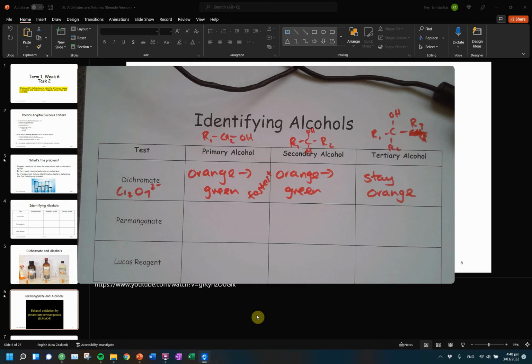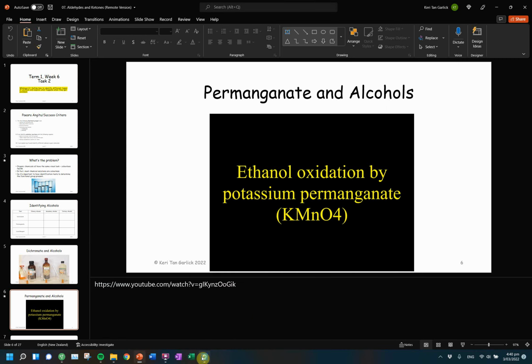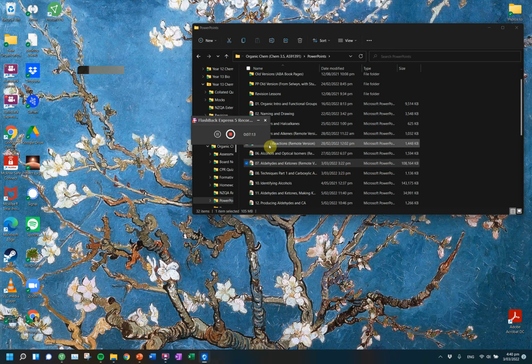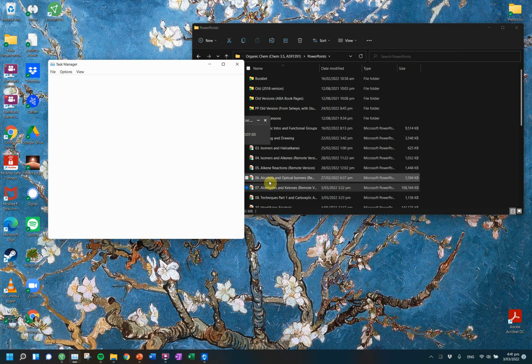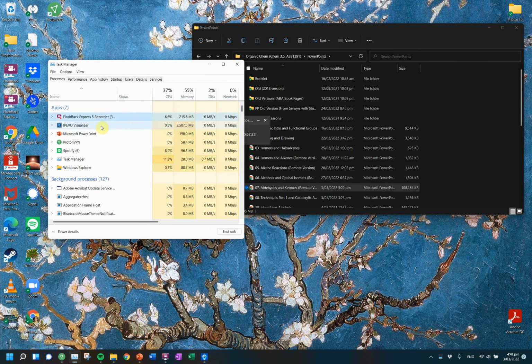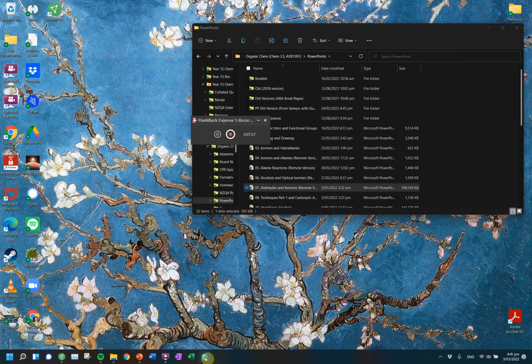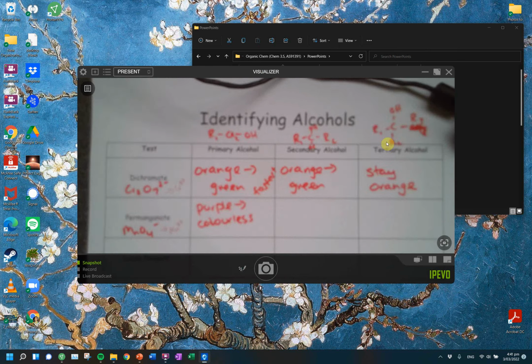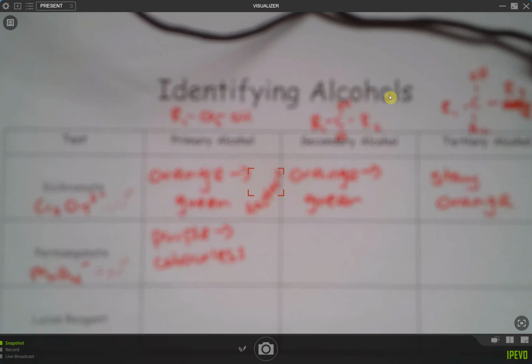Did my thing freeze? Come on, document camera. That's still recording. Just close that and start it back up again. Sometimes things stop working. Awesome. Now you guys can see what I'm seeing again.